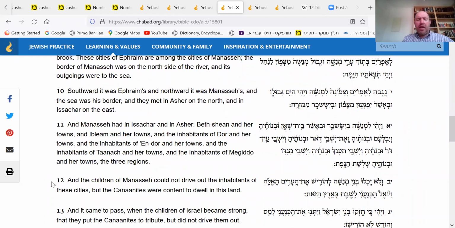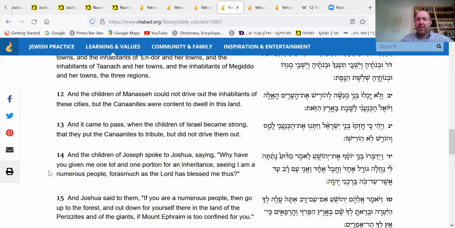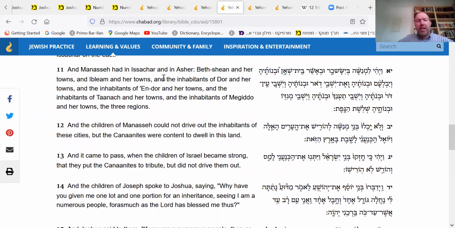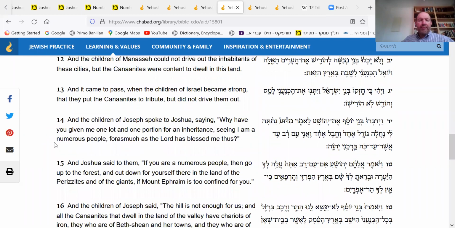And after all the elaboration, we see an interesting story from verse 14. So afterwards, the children of Menashe could not drive out. We have also the areas that they couldn't take control of, right? The area of Beit Shan, Menashe had in Issachar and in Asher, Beit Shan, right, and Dor, Ein Dor, right, Megiddo, right? And the children of Menashe could not drive out the inhabitants of these cities, but the Canaanites were content to dwell in this land. And it came to pass when the children of Israel became strong that they put the Canaanites to tribute, but they did not drive them out. So we can see that there's certain areas, especially in the valleys, where the Canaanites continued to dwell.